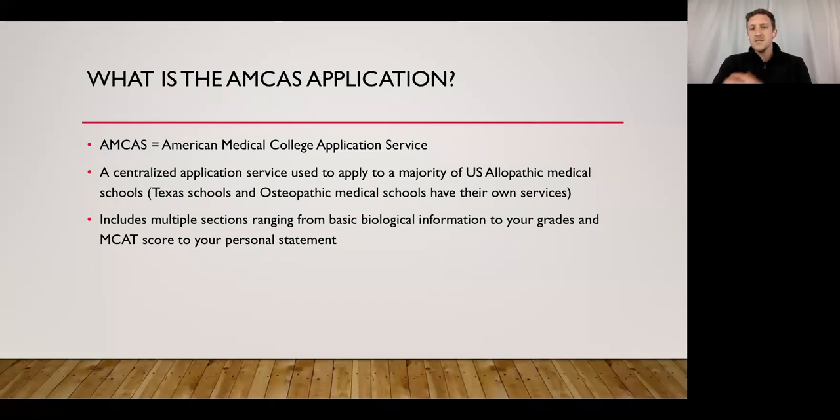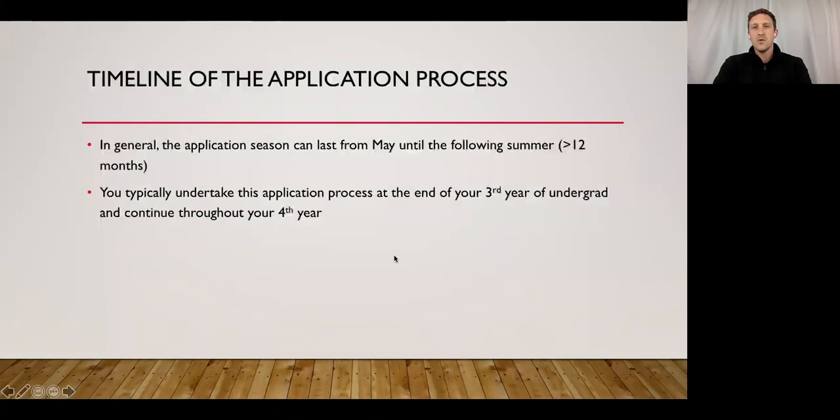So the AMCAS application basically has multiple sections. You have to fill out sections about your biographical information, where you're from, where you grew up, what high school you went to, all those sorts of things, to your grades in college, which is separate from your transcripts that you'll have to send to the application service. And then also, your MCAT score will be included, obviously, and then personal statement, your letters of recommendation, everything like that is included in this application. The only thing that's not included is secondary essays, because those are very school specific. So you'll get to those after you submit your AMCAS application. And we can talk about that more later tonight.